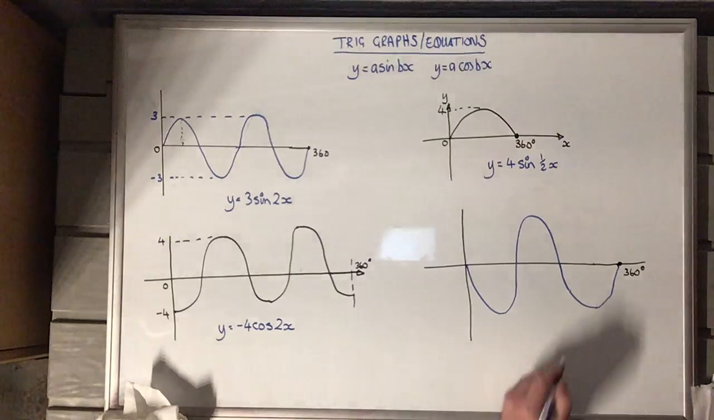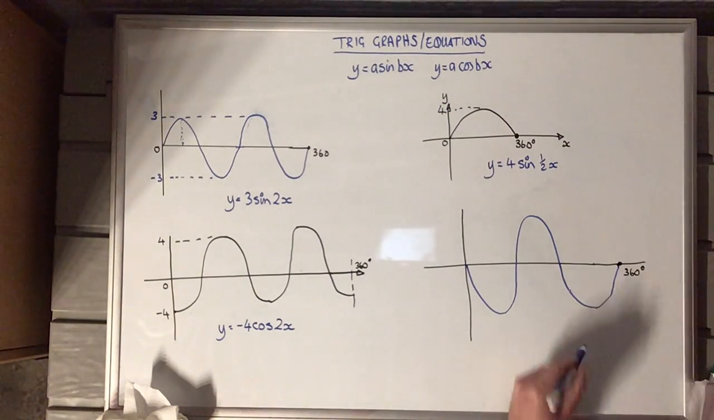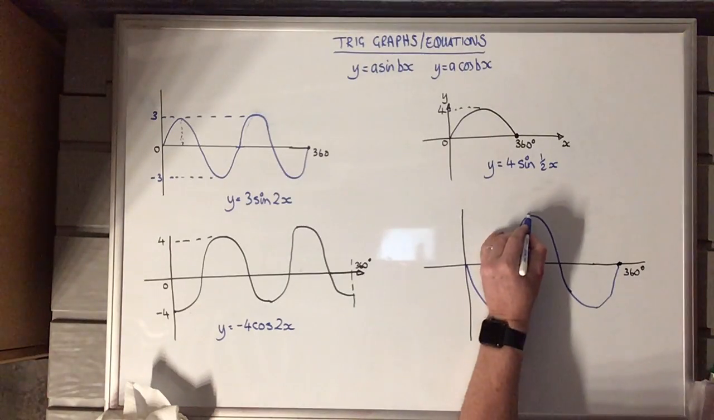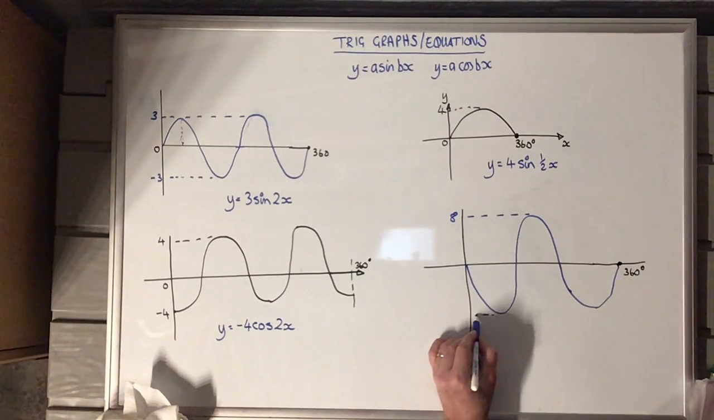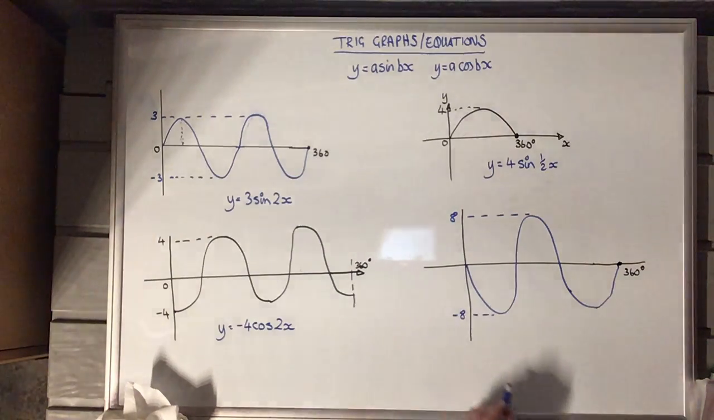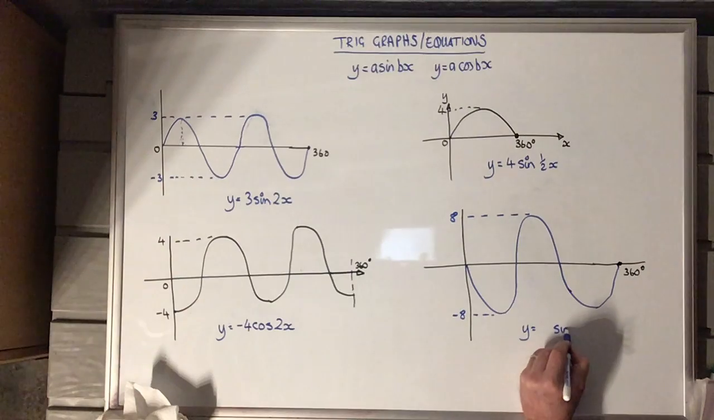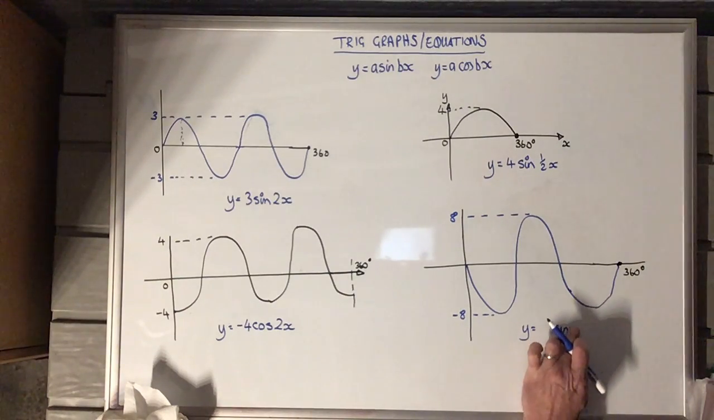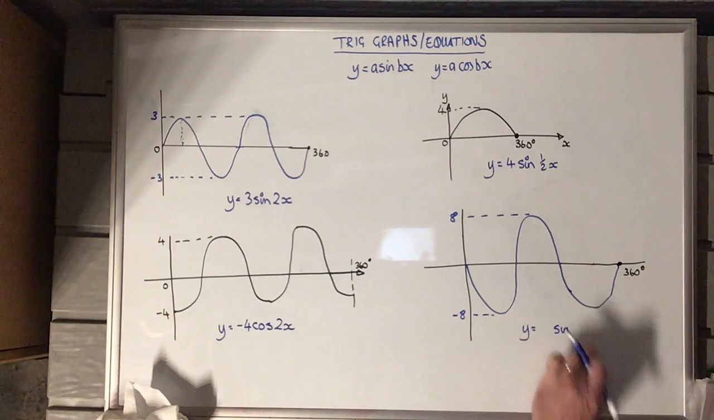Okay, so what's the graph for that? Oh, sorry, the equation for that. Well, the equation for that, let's put some values in here. Let's put, I don't know, 8 and minus 8 here. So I'm telling you it's a sine graph, so it's y equals something sine, and we have to count the number of cycles. So let's look at it.